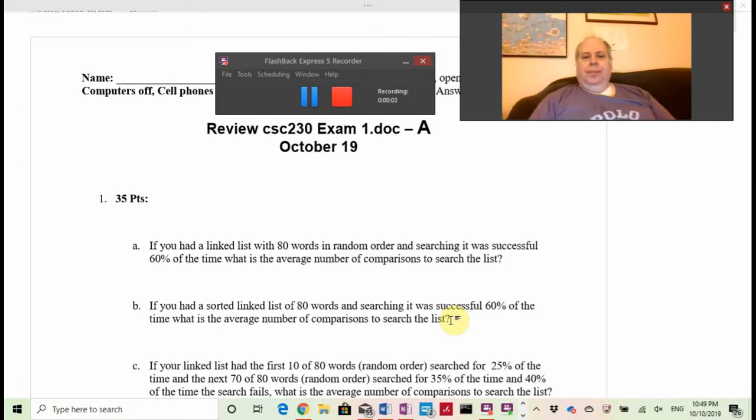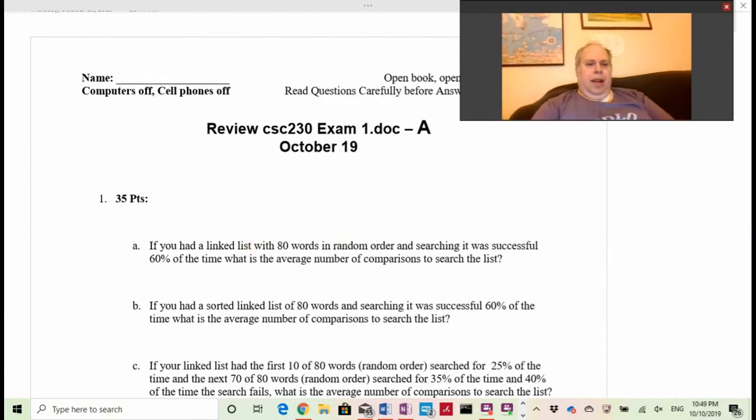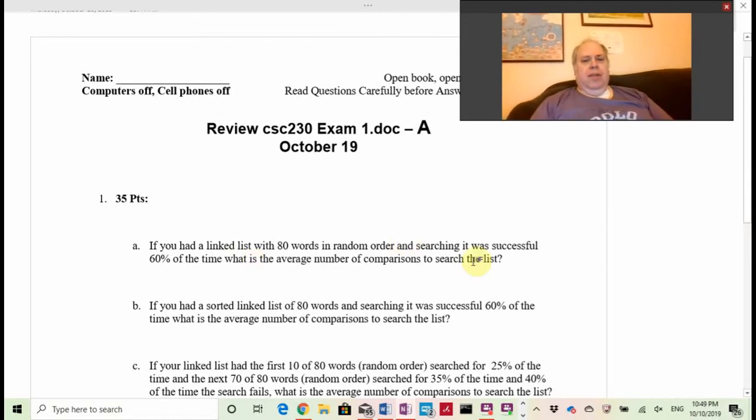Hello guys, and this is the review for exam 1, question 1 on searching a linked list. There are 3 parts to this question. If you have a linked list with 80 words in random order, and searching it was successful 60% of the time, what is the average number of comparisons to search the list? This is one of the simpler ones.